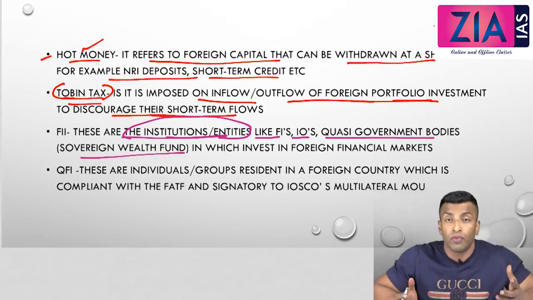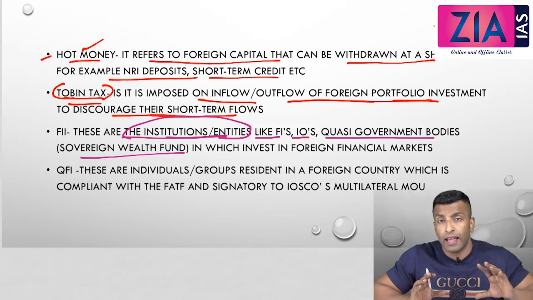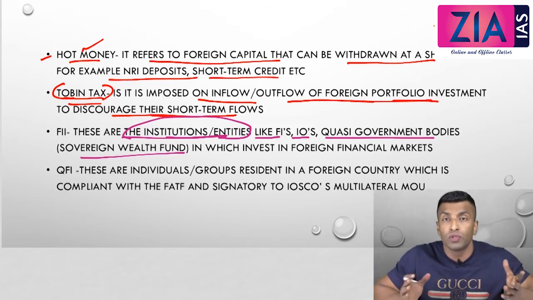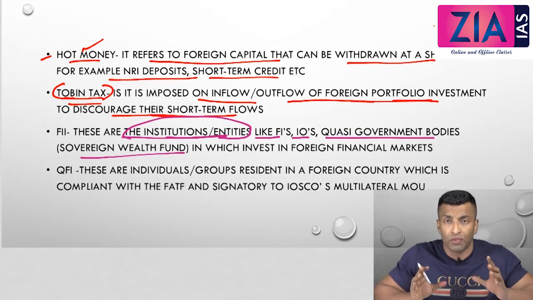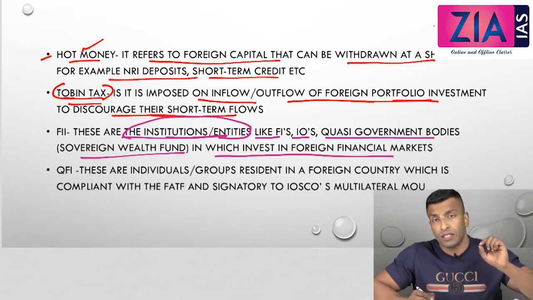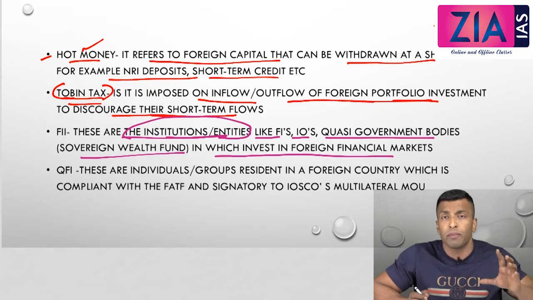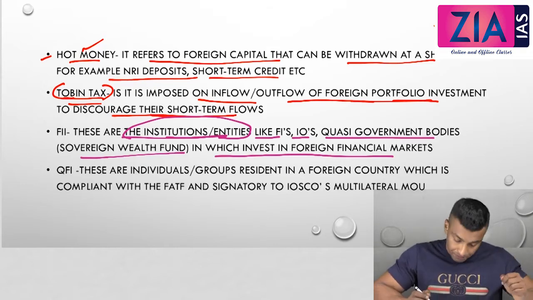China has a huge sovereign wealth fund, and they have maintained this sovereign wealth fund from their excess forex reserve. They have a huge forex reserve, and a part of that they have kept as their sovereign wealth fund, which they are using to invest in foreign financial markets. And if you see, most of the bonds of the US are actually bought by China through their sovereign wealth fund. So half of American debt is actually owed to China.